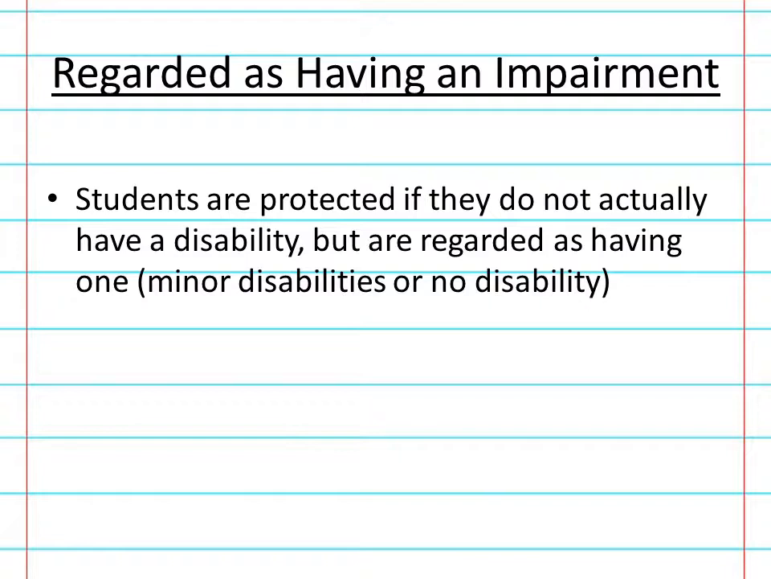So as you can see, compared to IDEA, where we have those 13 categories where students can be identified as a student with a disability, in Section 504, that definition is much broader, and we can see that this can cover many more people. And we kind of look at those kids that maybe were tested and evaluated for special education, and they didn't qualify. This would give them another option to get those accommodations they may need.